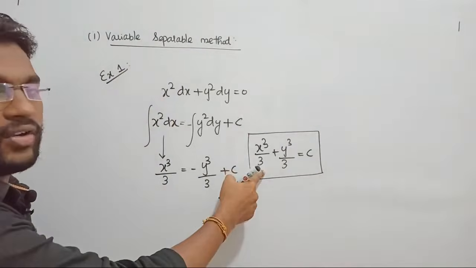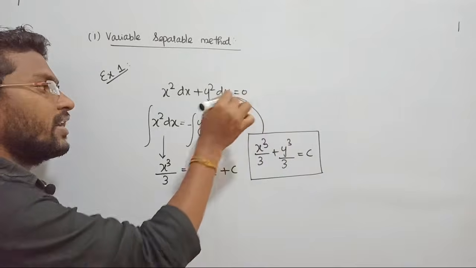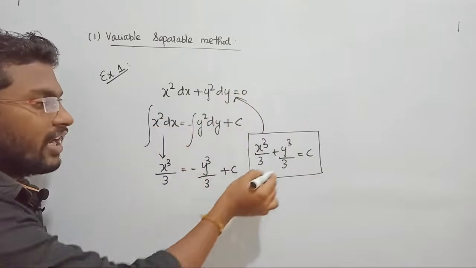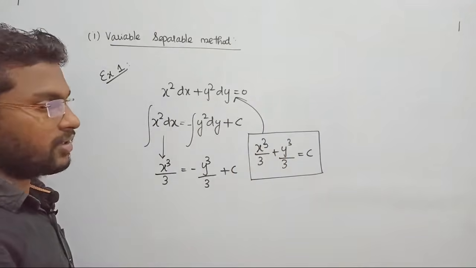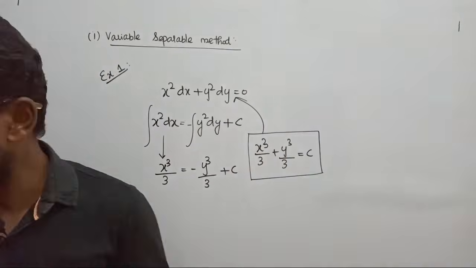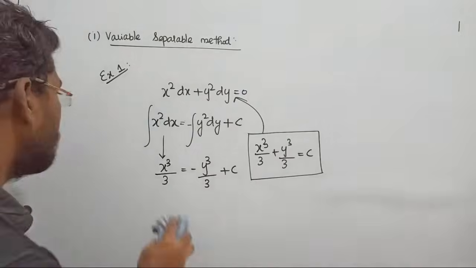This is my original equation. That equation was being written like this in the form of differential. Now I got the original with the help of integration. That's simply called variable separable method, right? So let us take few more examples in order to get a very clear idea, right?